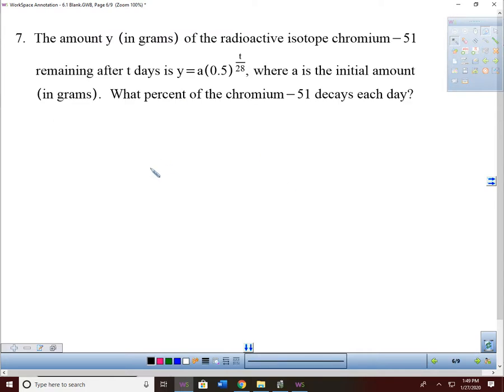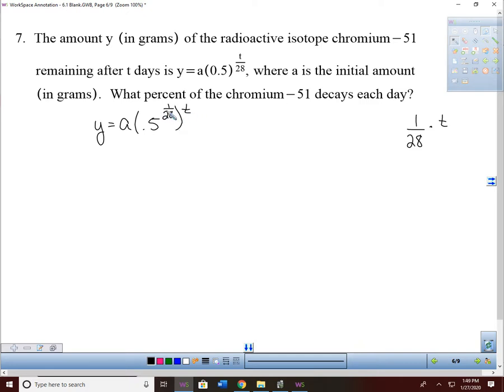All right, number 7, the amount y in grams of the radioactive isotope chromium-51 remaining after t days is y equals a times 0.5 raised to the t over 28, where a is the initial amount in grams. What percent of the chromium decays each day? So first things first, there's something up here with this t value, and it shouldn't be that way. So I'm actually going to kind of split this off. So if I move the t out to the side, this would be 1 over 28. So this is actually 0.5 to the 1 over 28 raised to the t.